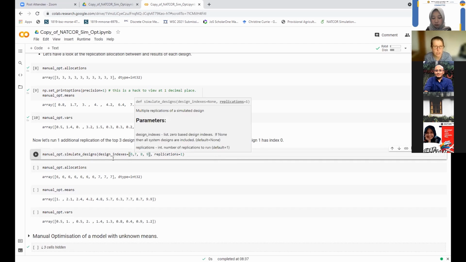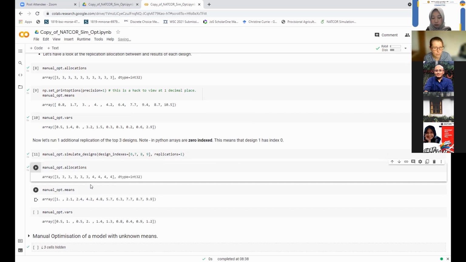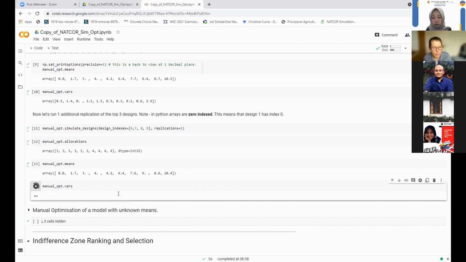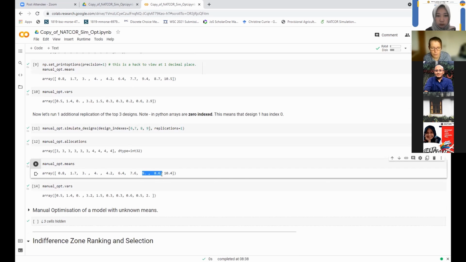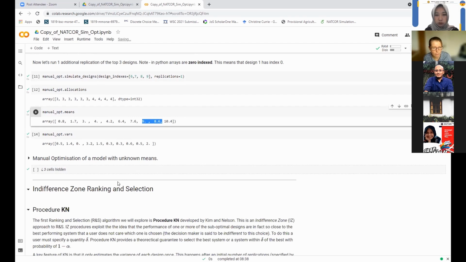Now you could just say, actually, I want 6 as well, and it will run it with all of those. And now if you look at what it's done, it's run an extra replication for these last 4 designs, which could be better. Now if we output the means again and the variances again, you can see that we now have slightly different outputs than we had before. So 7.6, 9, 8.6, 10.4. Actually, this one is still looking higher than that one. And the variances as given.